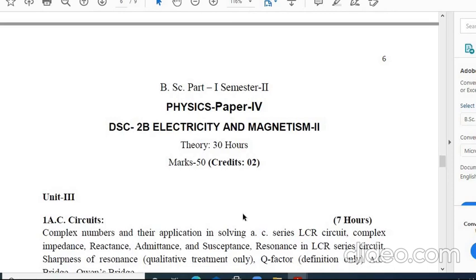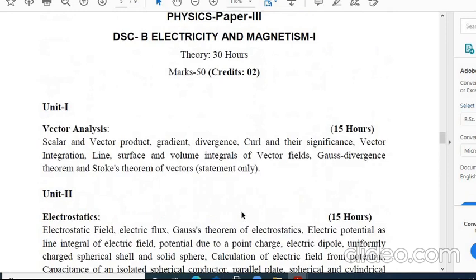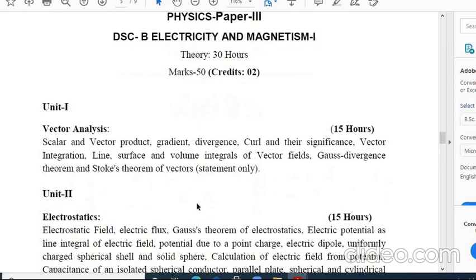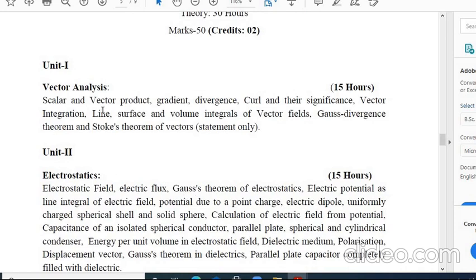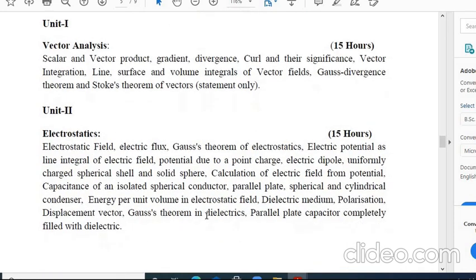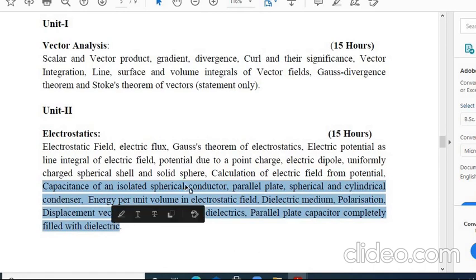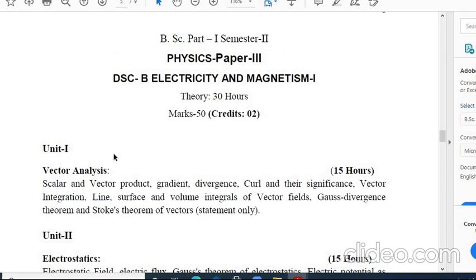So this is paper number 4, and paper number 3rd for the semester 2nd, electricity and magnetism, we have already discussed. It consists of 2 chapters, vector analysis and electrostatics. Half of this electrostatics is also deleted this year. I think from capacitance onward the portion was deleted from your syllabus. So this chapter is only half. So this is overall the syllabus of BSc first year semester 2nd for physics.